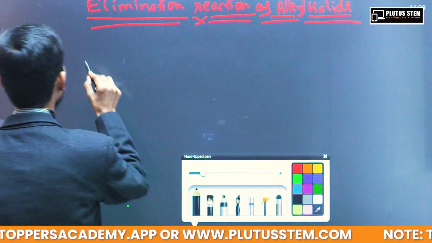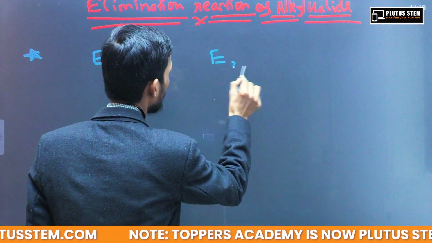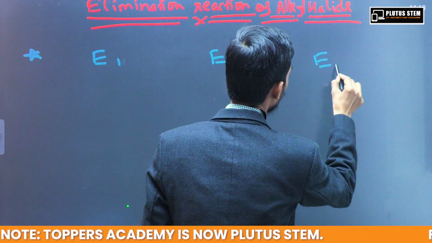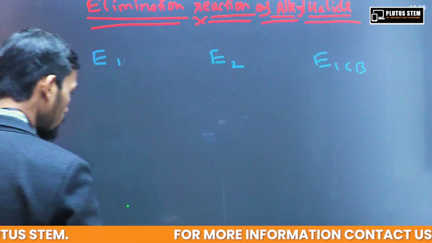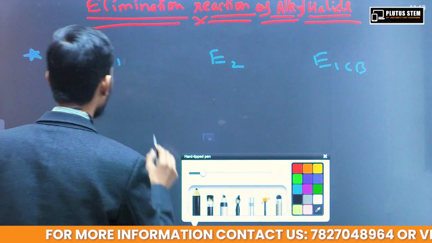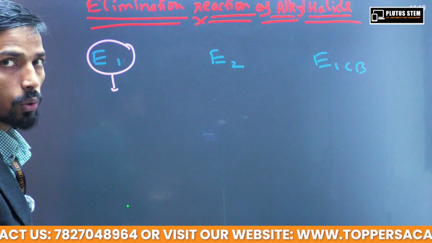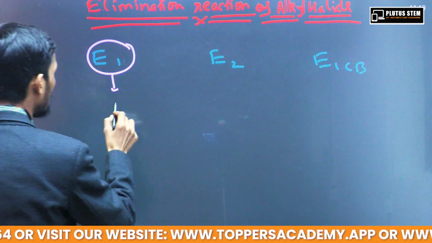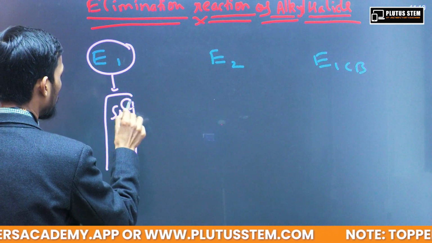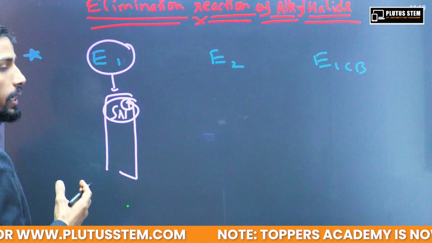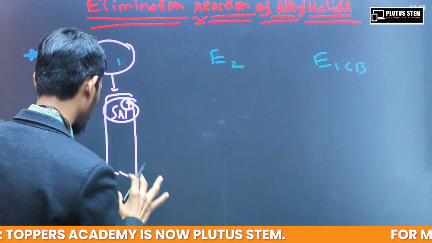So generally we have three types of reaction: E1, E2, and E1CB. Firstly we will be discussing this E1 reaction. They are very much similar to the SN1 reaction. The conditions which we take in SN1 reaction, the same type of things we are going to take generally in E1 reaction.